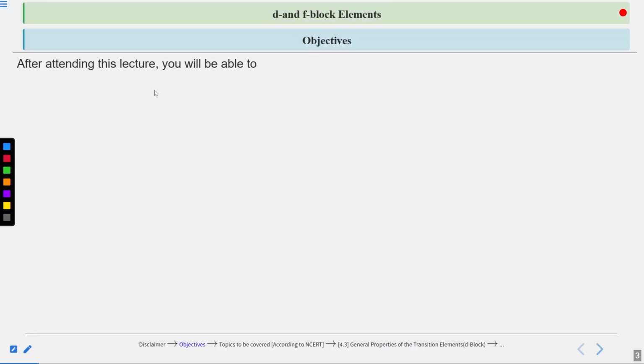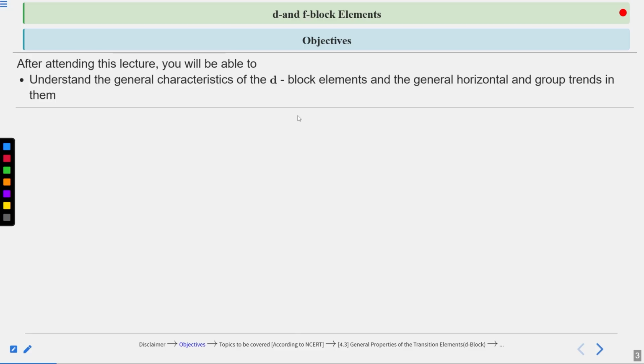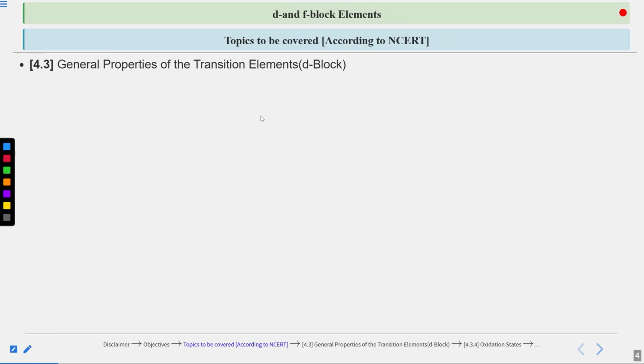So today's objective of the class: after attending this lecture, you will be able to understand the general characteristics of d block elements and the general horizontal and group trends in them. The topics to be covered today according to NCERT are, first, section 4.3, general properties of transition elements (d block), 4.3.4 oxidation states, following some examples from 4.3 to 4.4, and in-text questions 4.3 to 4.4.